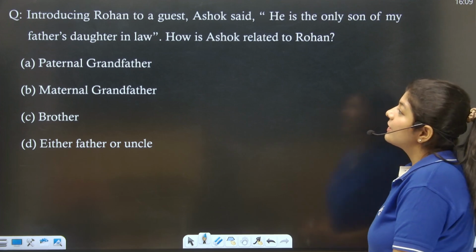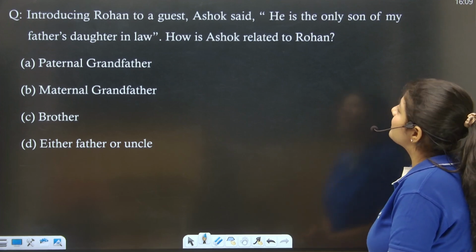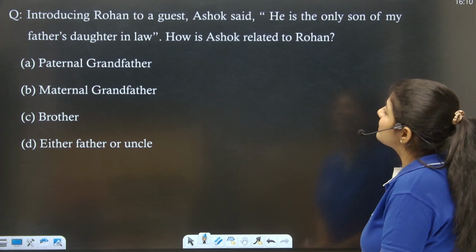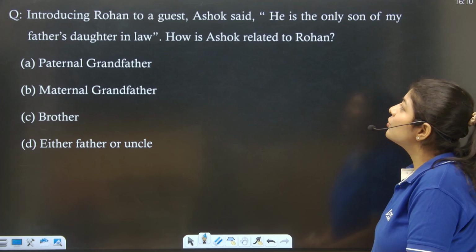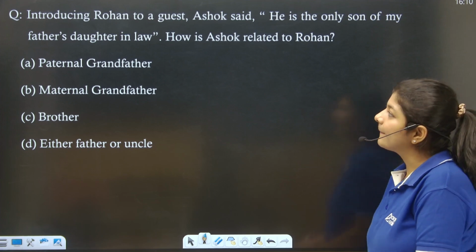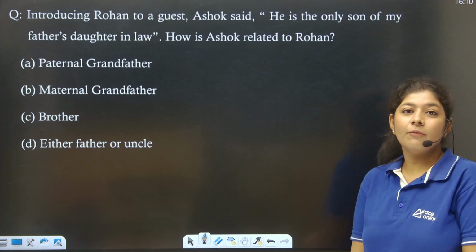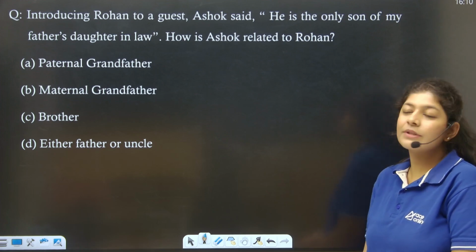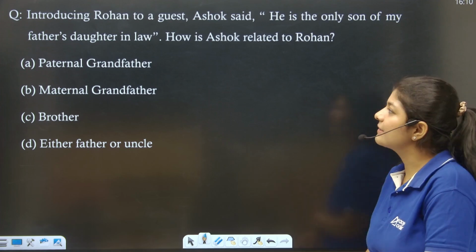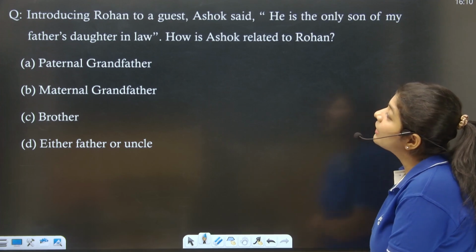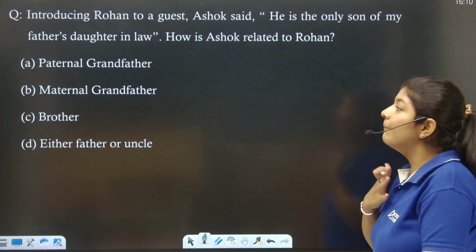The next question says that introducing Rohan to a guest, Ashok said, "He is the only son of my father's daughter-in-law. How is Ashok related to Rohan?" Okay. So basically, this question is from the concept of blood relation, and we simply need to understand the language, and after that we need to give the answer.